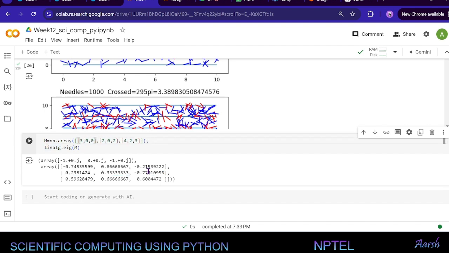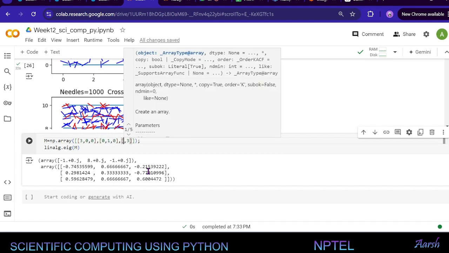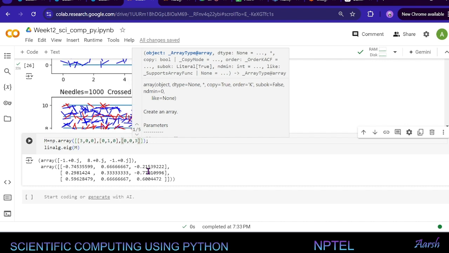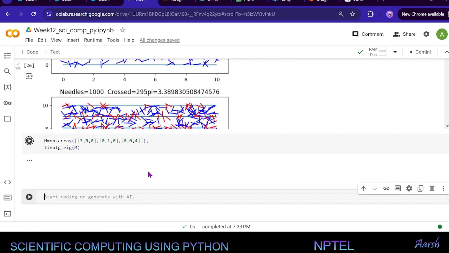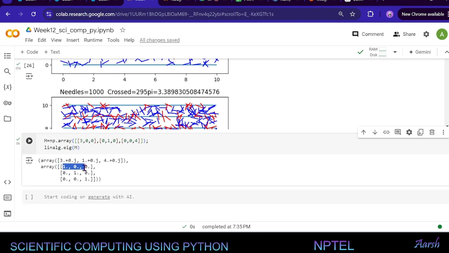Let's make it diagonal: 3, 1, 4, with zeros elsewhere. So what will be the eigenvalues of this? 3, 1, 4, which is what it gives. What is the eigenvector corresponding to 3? That's 1, 0, 0. The second is 0, 1, 0. This is 0, 0, 1. Got it, thanks.